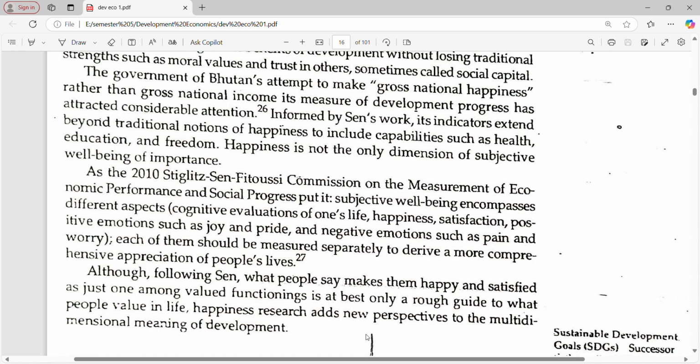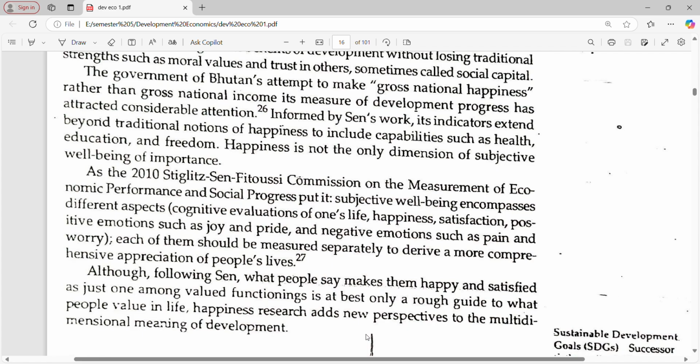The 2010 Stiglitz-Sen-Fitoussi Commission emphasized the multidimensional nature of subjective well-being, recognizing aspects like satisfaction, joy, pride, and so on. But these should be measured separately for a more comprehensive understanding. That is, the GNI has to be checked. Also, this GNH has to be measured separately.